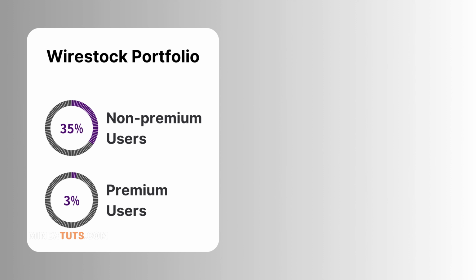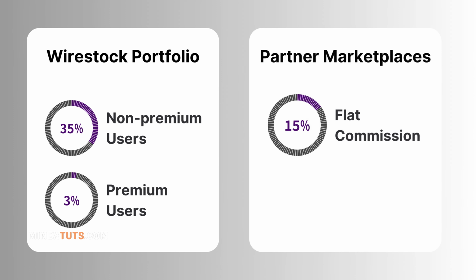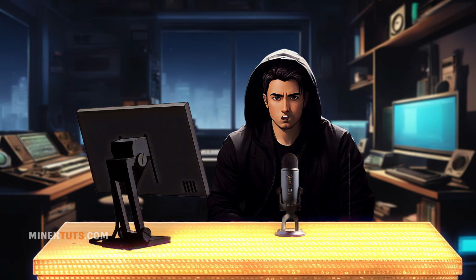When you sell directly from your Wirestock portfolio, they take a 35% commission. However, if you're a premium user, this drops to just 3%. That's a significant difference. For sales made through partner marketplaces like Adobe Stock or Freepik, Wirestock takes a flat 15% commission. This is on top of the marketplace's own cut, but this platform is saving you time and effort by managing these multiple platforms for you.